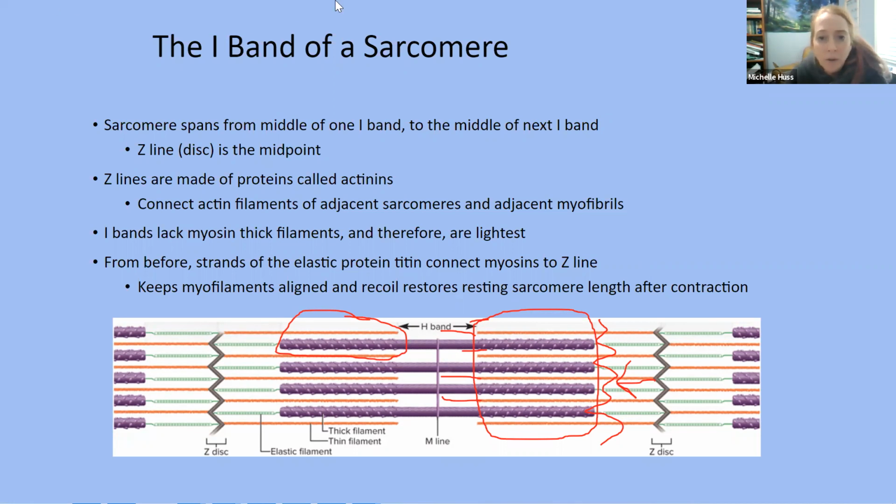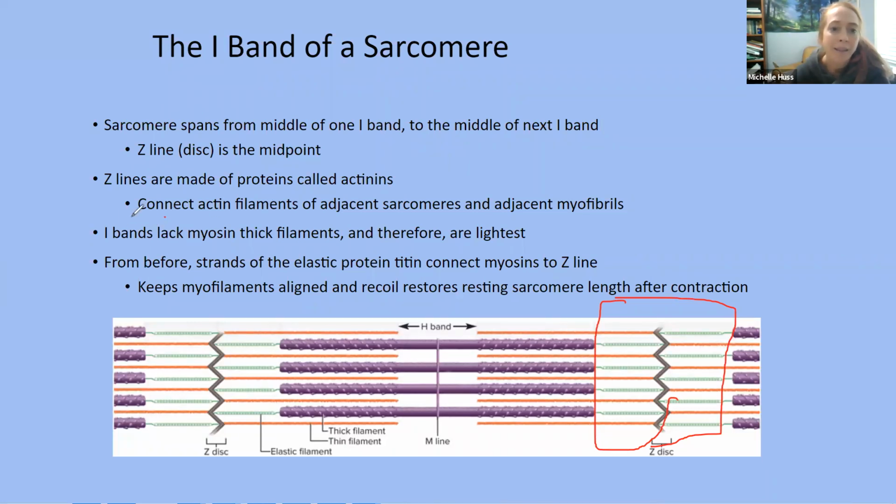For lab, okay, so a couple lab things. The I band is wherever there's light. So the I band is right here, this is all I band. I band is wherever there's light. I bands lack myosin, so they stain light. And then A bands stain dark. So this is an A band. A bands are wherever the myosin is. That's an A band. Okay.